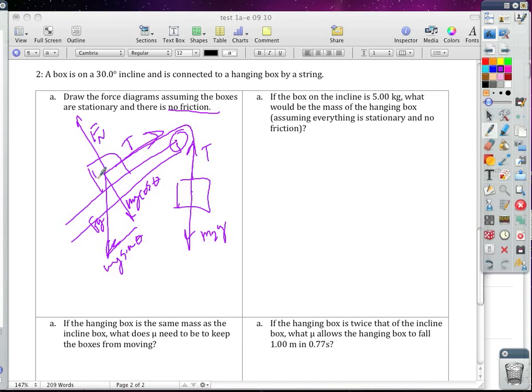Because this is M and this is M2. Remember, F sub G is mass times gravity. That's the definition. On your formula sheet, that is called W, weight. Okay? If the box on the incline is 5, what will be the mass of the hanging box?